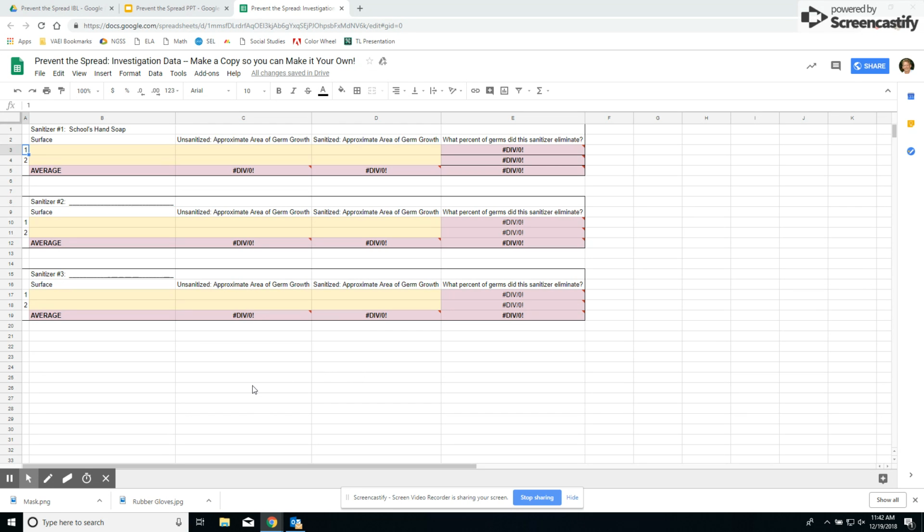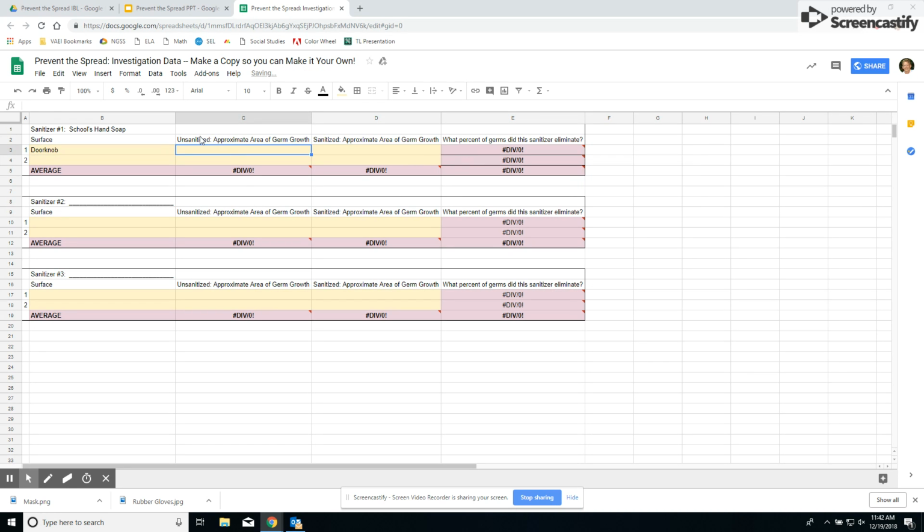All you and your classmates need to do is enter your data into the yellowish cells on this sheet. So, for example, if your sanitizer was the school's hand soap, you would look up here. Underneath surface, you would write the surface that you tested. For example, if you tested a doorknob, you would write doorknob under surface.